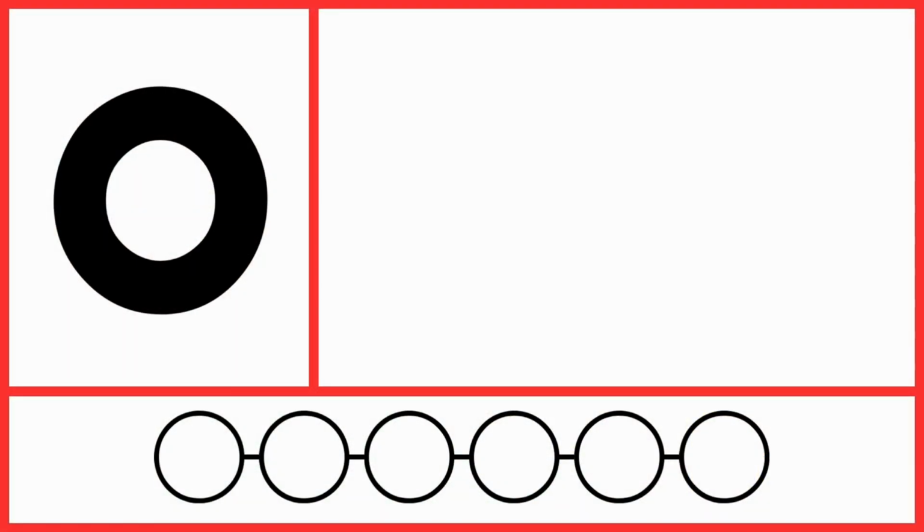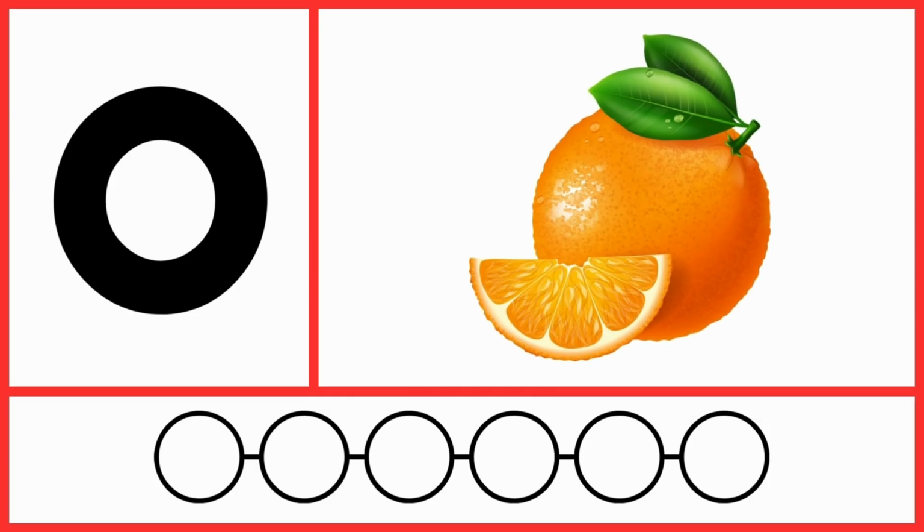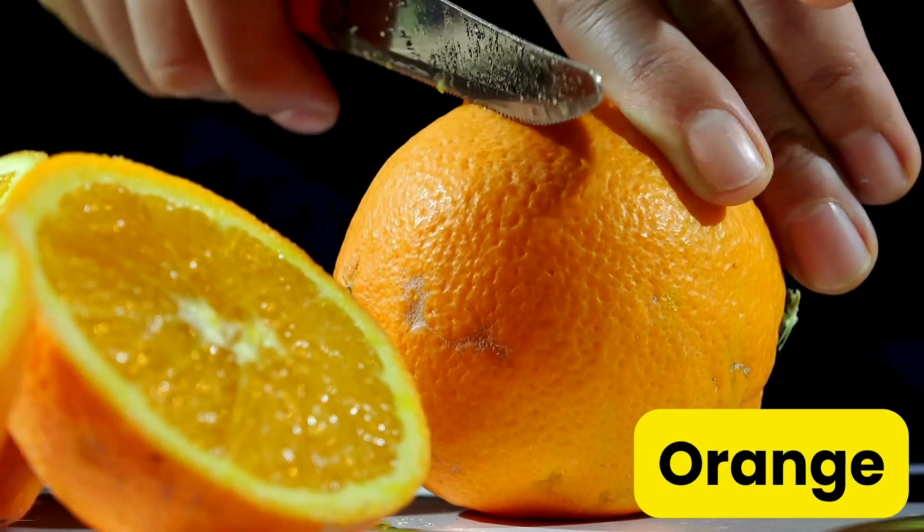O. O is for orange. Let's spell it. O, R, A, N, G, E. O is for orange. Orange.